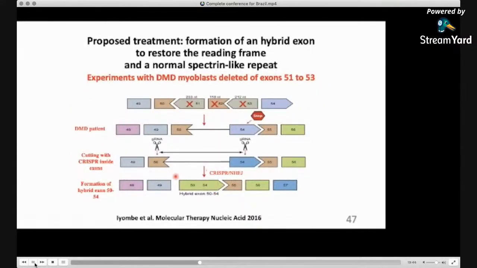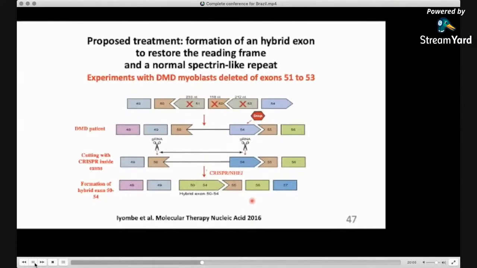Thus, in my research group, instead of trying to restore the normal reading frame by deleting complete exons, we have instead aimed at producing a hybrid exon 50-54, which not only restores the normal reading frame, but codes for a dystrophin protein with a normal structure.